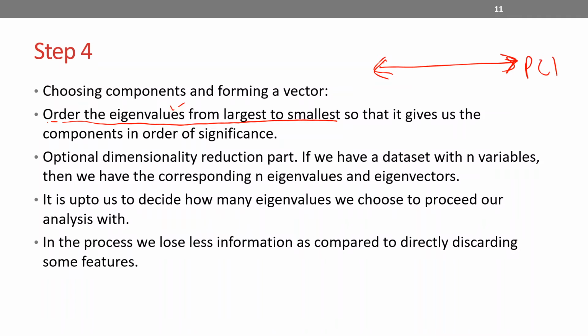So always remember, it's up to us to decide how many eigenvalues we choose. Let's say we began with n variables, and k is some value that's less than n, and we think that the problem we're looking at should have k features. That's the max that we can keep.